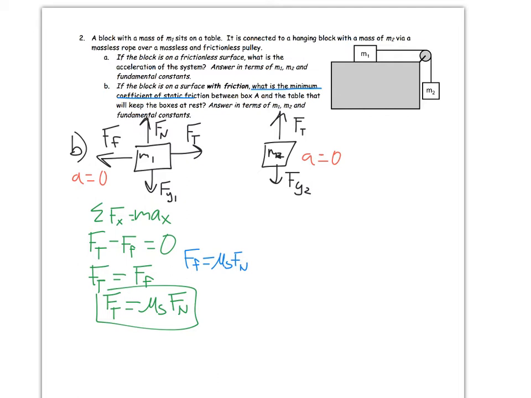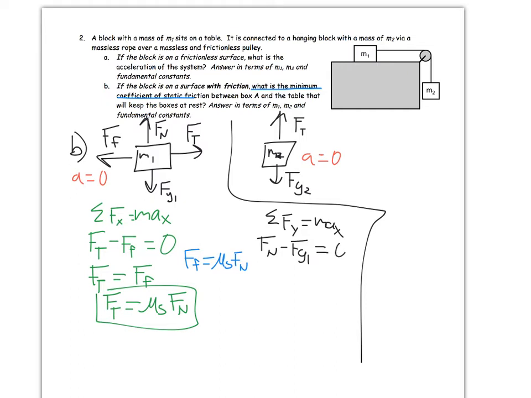Let's think about what my normal force would be. Well, in the y direction, if I think about the forces acting on box 1 here still, so I'll worry about box 2 in a second, we're going to have Fn minus Fg1, and that's going to be equal to 0 because it's not accelerating. So Fn equals Fg1, which is equal to m1g. So there's an expression for my normal force.